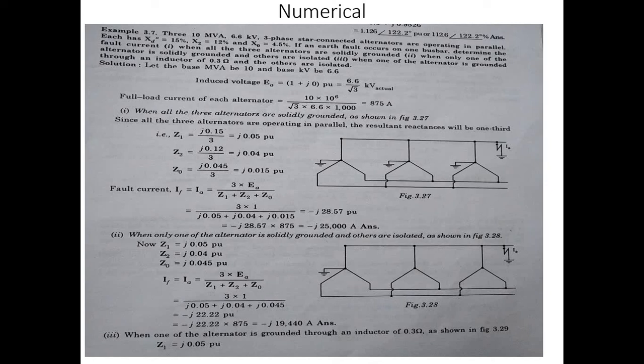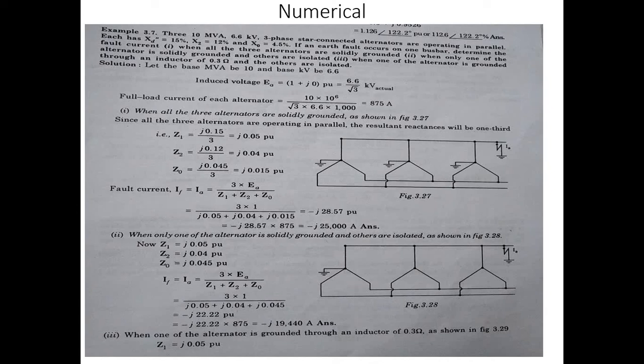Now for the second case, what is the second case? Here what is the change? Only one of the alternators is solidly grounded. Suppose we consider the example, if you refer to figure 3.28, only the first alternator is grounded and the others are isolated. In this case, positive sequence impedance will be the same, J0.05, and negative sequence impedance will be the same, J0.04. But in case of the zero sequence component, we have to consider the 0.045 per unit reactance. In the first case it is J0.015, but since it is grounded, we will not divide it by 3 and it will be J0.05 per unit.